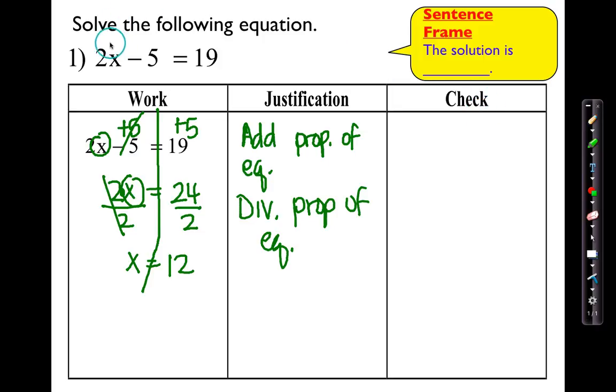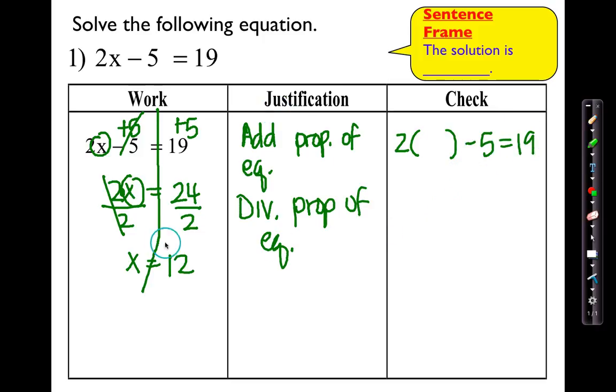What I typically like to do is read the entire equation, but instead of saying the actual variable, I put a set of parentheses as a placeholder for my answer. So here I'm going to do 2 parentheses for x minus 5 equals 19.